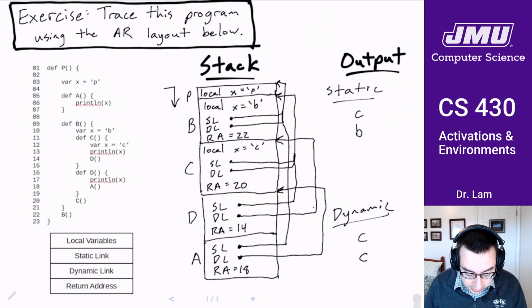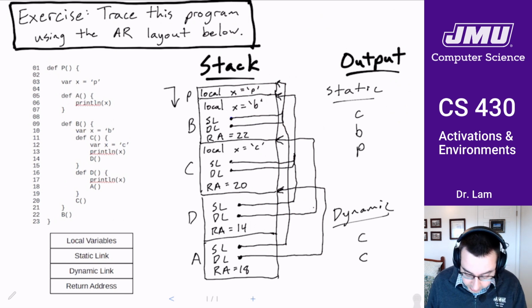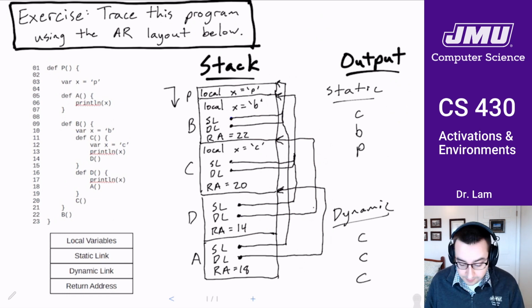All right, so that means that when we get to this last print in A that is also printing X, under static scoping, we'll go all the way back up to P's copy of X, which means that we're going to output P here. And then for dynamic scoping, we're going to follow the dynamic links, and that will get us back up to D. D does not have a local variable called X, so we need to follow the dynamic link again, which gets us back up to C, which means that yet again, we're printing out C's copy of X under dynamic scoping. All right, and I believe that concludes this example.